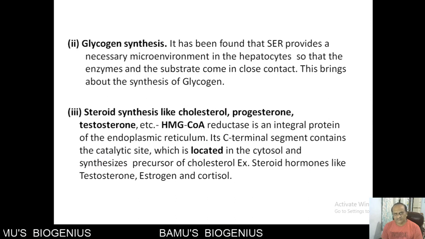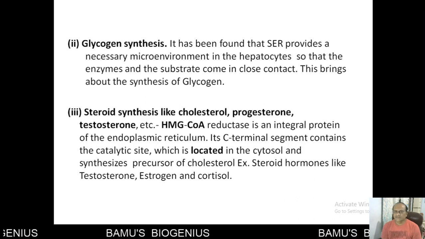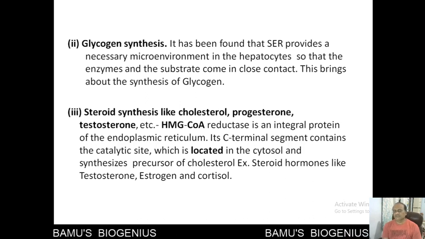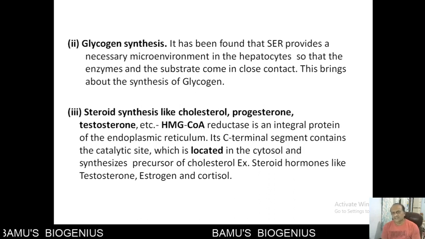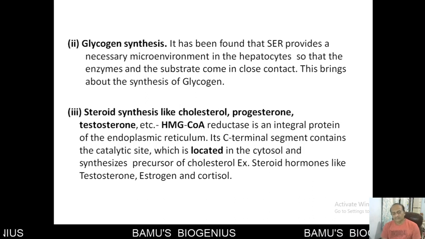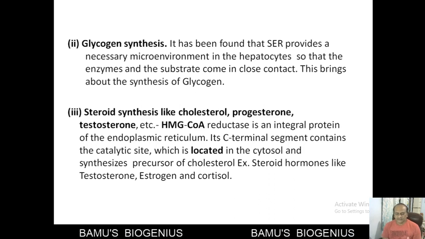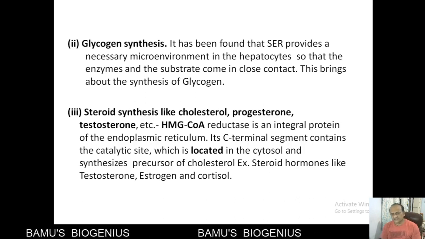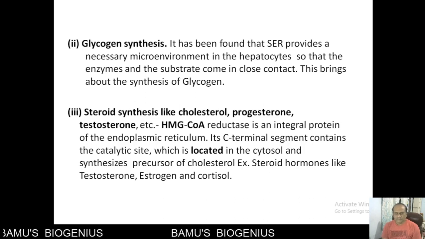Now we will go to the second function, that is glycogen synthesis. It has also been found that the smooth endoplasmic reticulum provides a necessary microenvironment in the hepatocytes. Now we know what the hepatocytes are: hepatocytes means the liver cells. So the enzymes that are present in the hepatocytes' endoplasmic reticulum and the substrate come in close contact, and they interact with each other and bring about the synthesis of glycogen. Now, what is the importance of this?